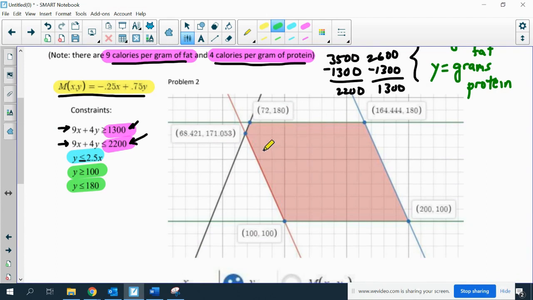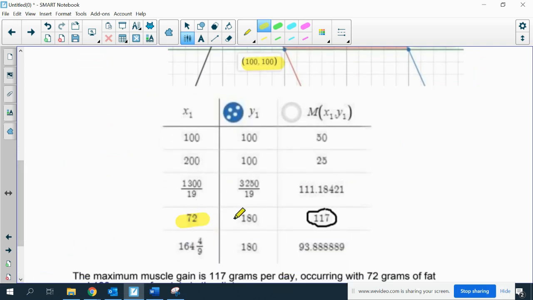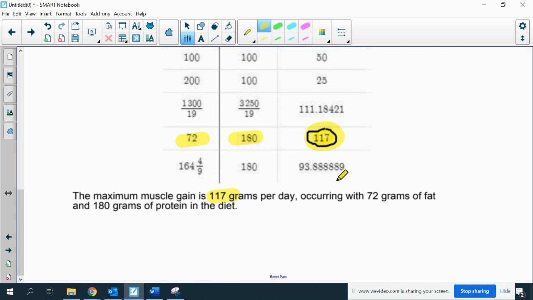and I have this region, which gives me 5 points that I would check in my objective function, and I see that 72, 180 is going to give me the most muscle gain. So the maximum muscle gain is 117 grams per day with 72 grams of fat and 180 grams of protein.